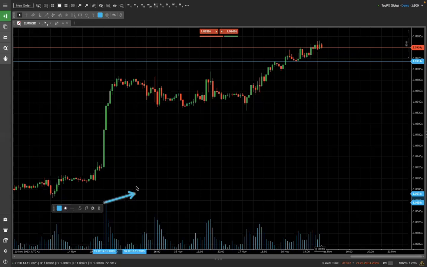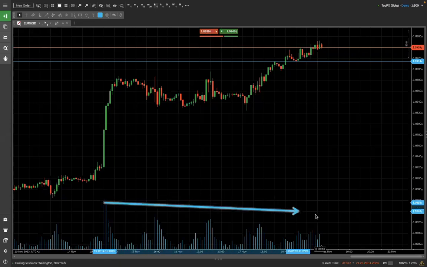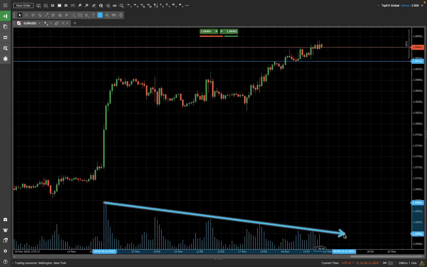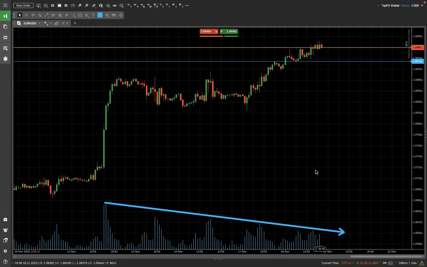So I want to show you this volume, and look what's going on here. What's going on with the volume? It's pretty obvious. Again, as the price burst to the upside, it went on a very high volume to the upside.